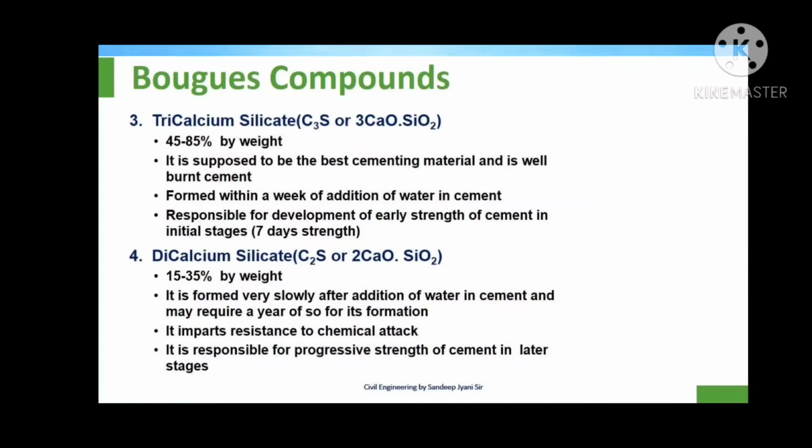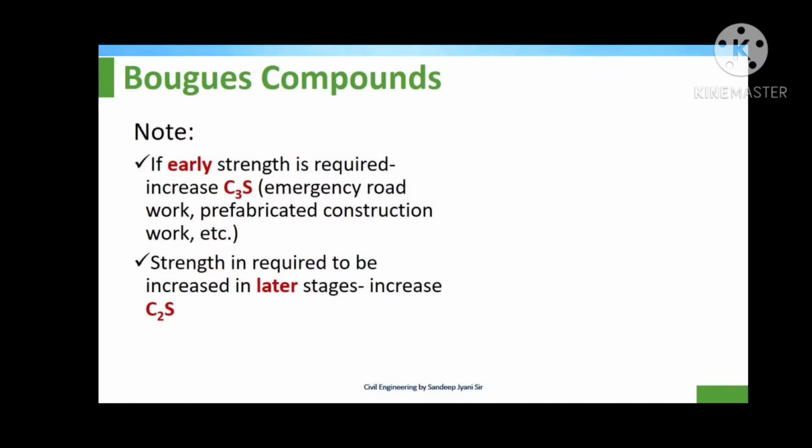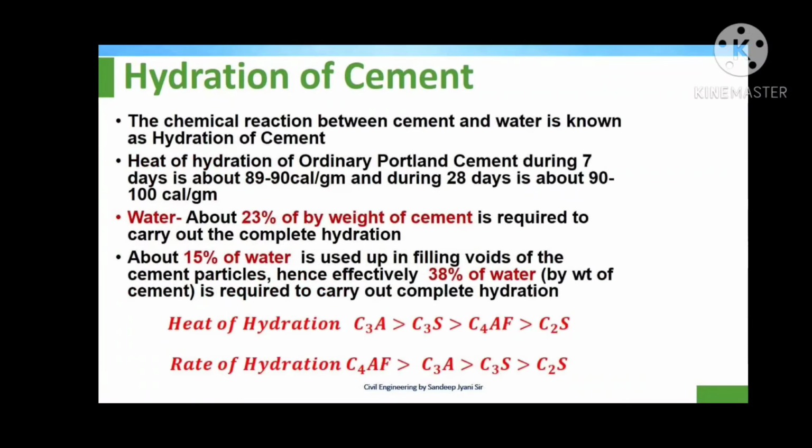Fourth, dicalcium silicate, 15 to 35% by weight. It is formed very slowly after addition of water in cement and may require a year or so for its formation. It imparts resistance to chemical attack. It is responsible for progressive strength of cement in later stages. Note: if early strength is required, increase C3S. If strength is required to be increased in later stages, increase C2S.